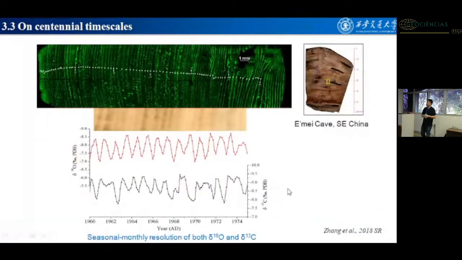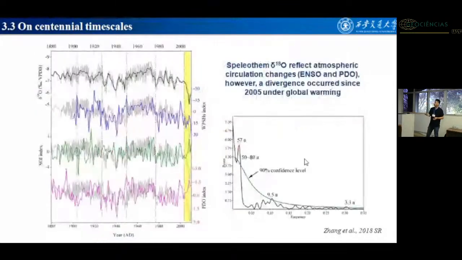Here is another sample from Southeast China. It shows very clear growth bands. We use a micromill, so we can get really high resolution, from annual to monthly resolution, of both oxygen and carbon isotopes. It shows a very good correlation with ENSO and the PDO, the Pacific Decadal Oscillation. We can also find a divergence occurring since 2005 under global warming.